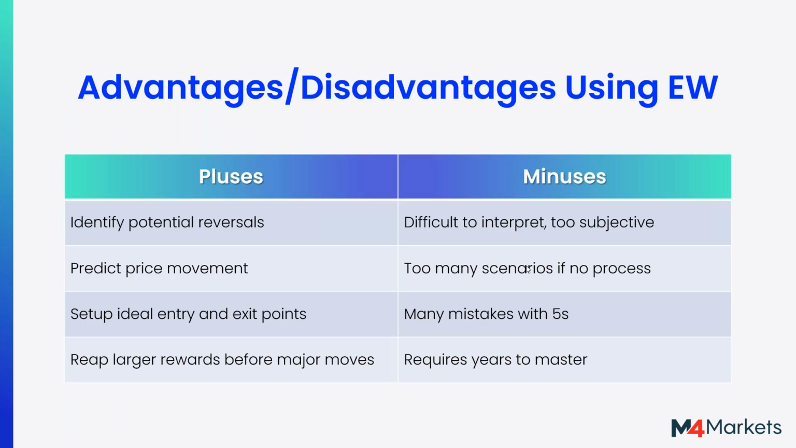Advantages and disadvantages of using Elliott waves. The pluses and the minuses. Well, you can identify potential reversals. You can predict price movement. You can set up ideal entry and exit points. You can reap larger rewards before even major moves, because we always want to get the setup in wave 2 and ride wave 3. Minuses: it is difficult to interpret, too subjective, but that's not what I say.